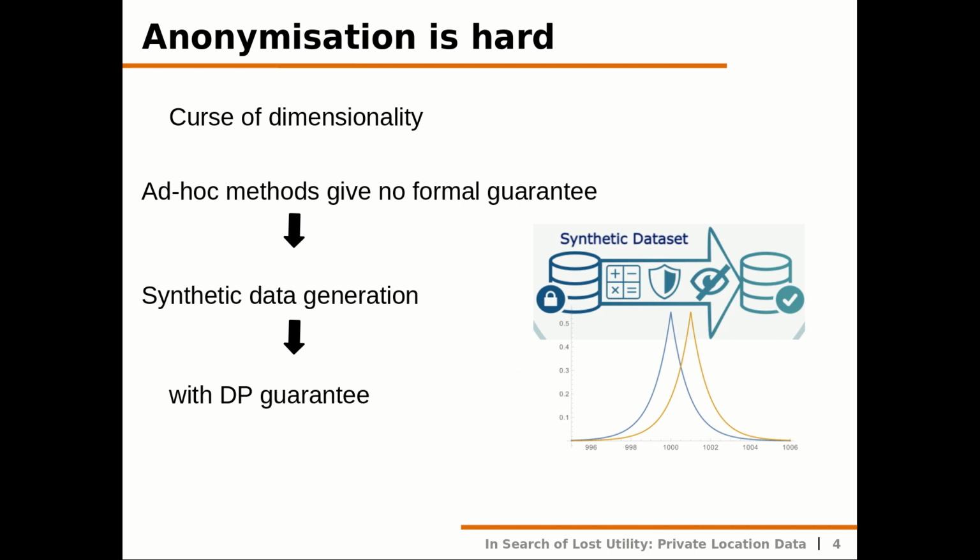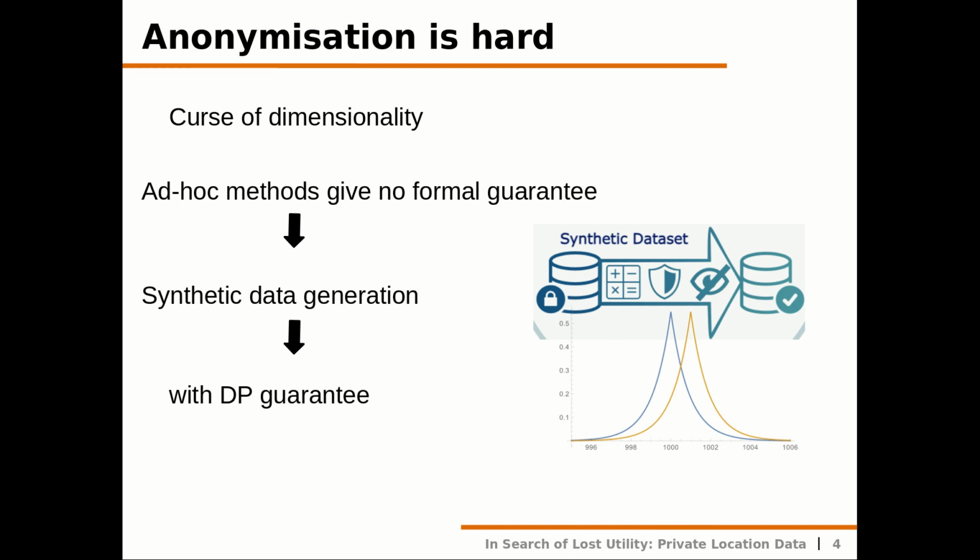So it's easy to re-identify people, but anonymization is very hard. It's also because it's very hard to use formal methods because of the curse of dimensionality. So the larger your input space is, the more problematic it is to introduce noise to your data set.